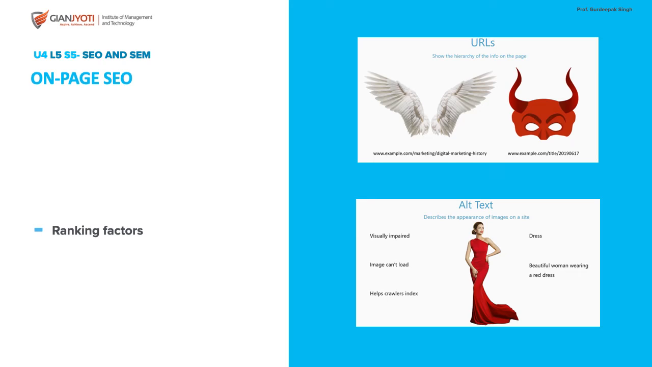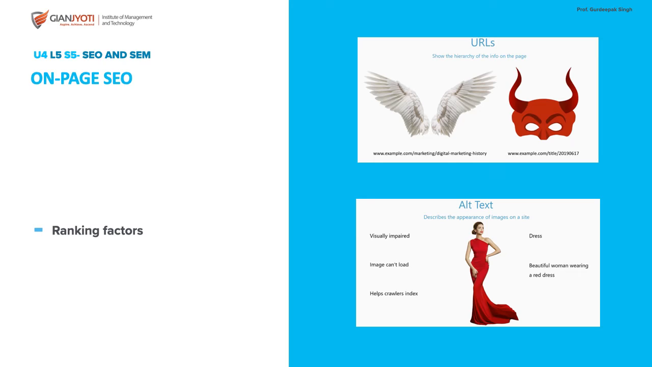Next is the alt text. Alt text describes the appearance of images on a site. So why do we provide the alt text? Sometimes there are people who are visually impaired and they are surfing the net. Another could be that the internet speed is slow or the bandwidth is not that good, so the image can't load. And third, we'll talk about crawling, the crawler index. There is a bot. We'll talk about that in the subsequent slides. So it helps indexing your page. That is the alternate text.